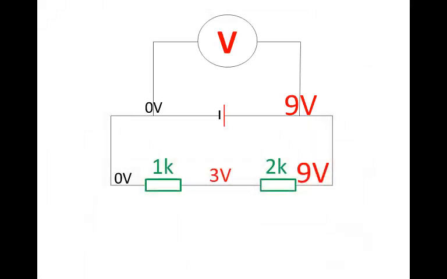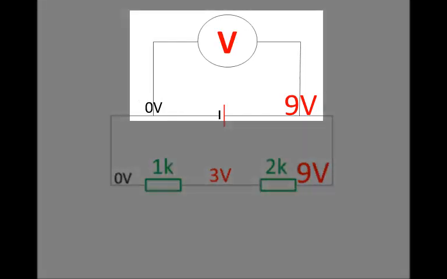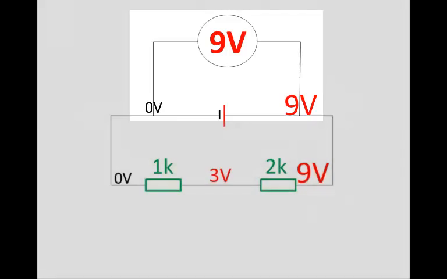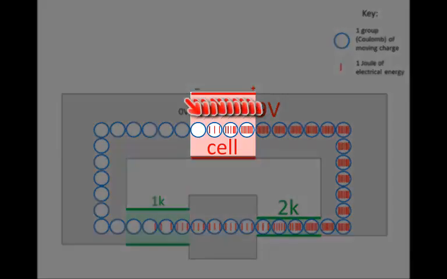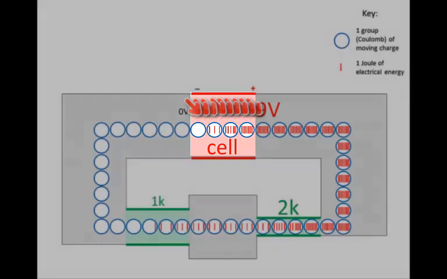So let's imagine we place a voltmeter in parallel across a cell. This cell here has 0 volts at the negative terminal, 9 volts at the positive terminal. A voltmeter feels the difference between that. 9 volts minus 0 volts is 9 volts. So the voltmeter would read 9 volts. What is the meaning of that reading? It means that that cell is giving 9 volts to the charges. It is giving 9 joules of energy to every coulomb of charge that passes through it.